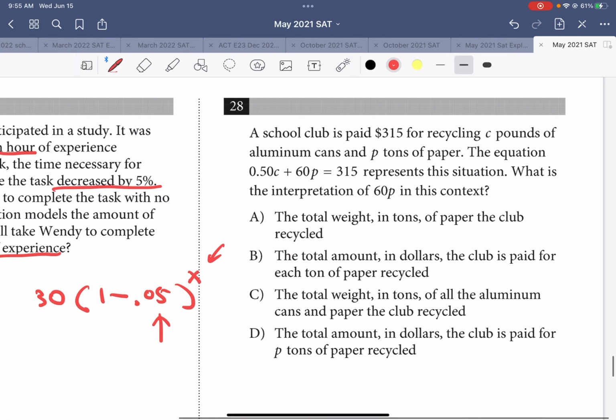28. A school club is paid $315 for recycling C pounds of aluminum cans, P tons of paper. The equation is like this. It represents the situation. What is the interpretation of 60P? So you know that this one is how much it paid for recycling P tons of paper. That's what 60P means. So if you read it, look at D. The total amount in dollars a club is paid for P tons. Not each ton, it should be P tons of the paper recycled. So answer has to be D.